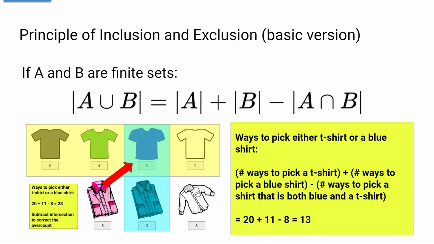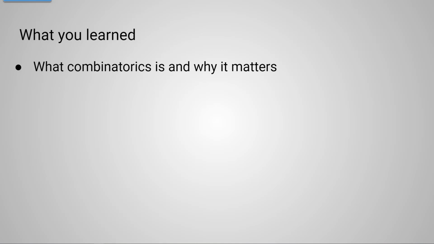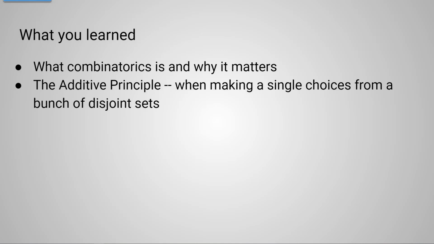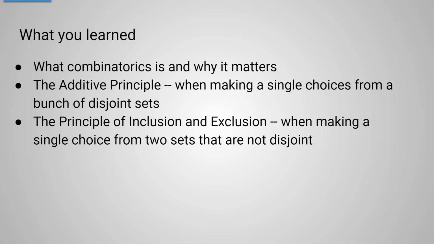that come when you have 3 or more sets of objects that you're choosing from, where there are 2-way and 3-way intersections at work. So in this video, you learned about the important field of combinatorics and why it matters to computer science, the additive principle, which tells you how to count the number of ways to make a single choice from a disjoint collection of bins, and the basic principle of inclusion and exclusion, which counts the number of ways to do this if you have 2 bins that aren't disjoint. Next up is a counting principle that goes with these for how to count multiple choices.